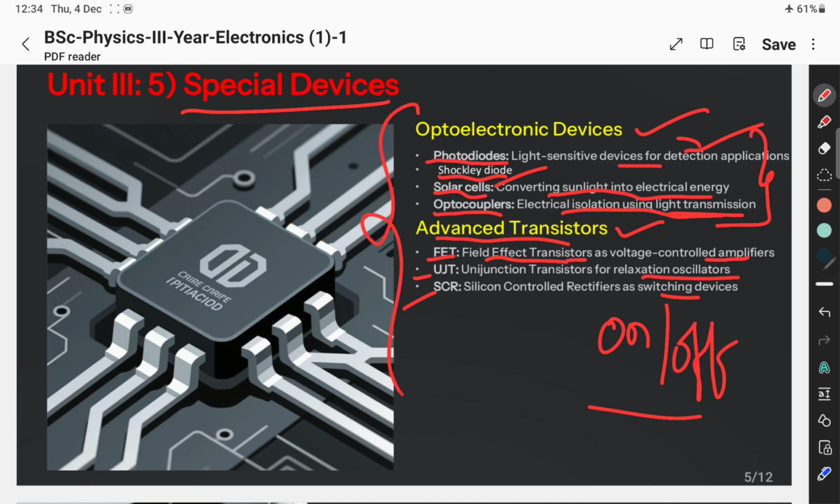This unit is going to be very interesting because it's about special purpose devices. You'll enjoy learning this because it connects directly to real world gadgets, from solar panels to very heavy industrial machines. So it's quite an interesting unit.